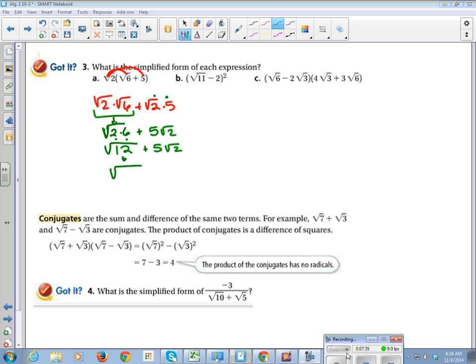But 2 times 6, neither perfect square lives in either one of those. So let's do 4 times 3, because I know 4 is a perfect square. So this is square root of 4 times the square root of 3 plus 5 root 2. And square root of 4 is 2, so I've got 2 square root of 3 plus 5 square root of 2. Two different radicals, cannot combine them together, so we are done.